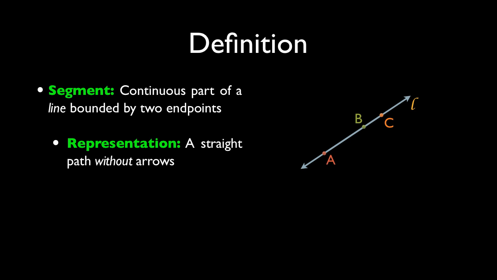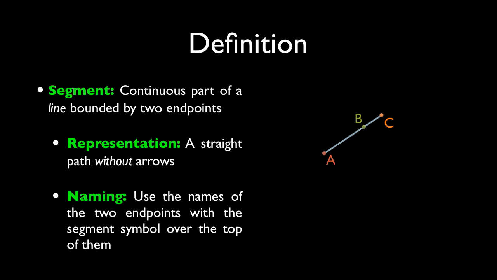It's represented with a straight path without arrows. So arrows on a line indicate it goes on forever. A segment ends, so we don't put arrowheads on it. To name them, you use the names of the two endpoints with the segment symbol over the top of them. So this is segment AC. Notice the segment symbol has no arrows on it.